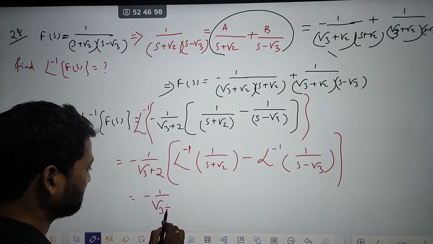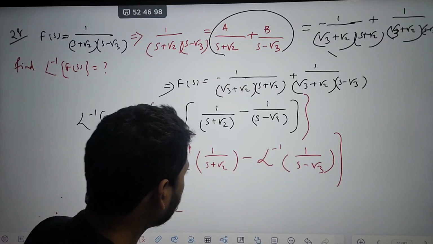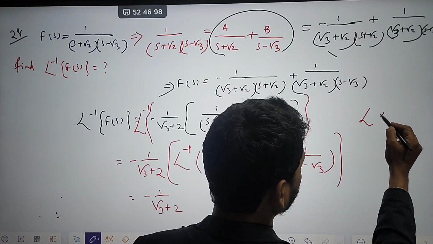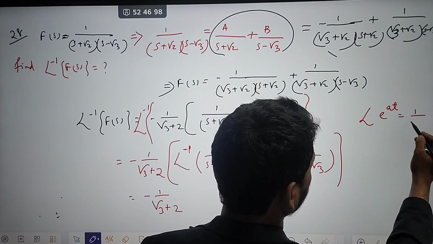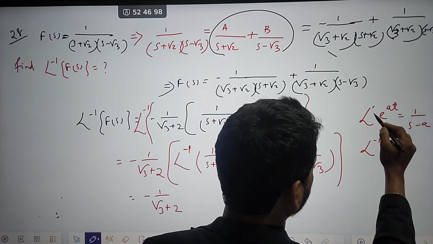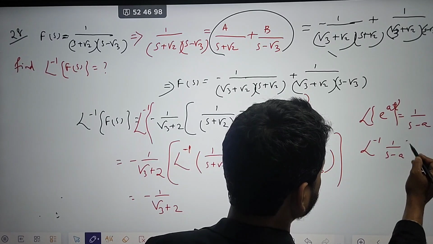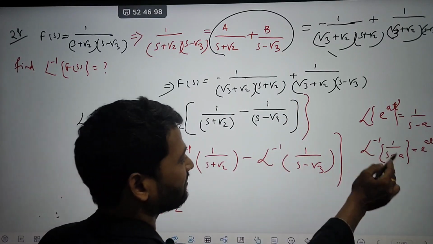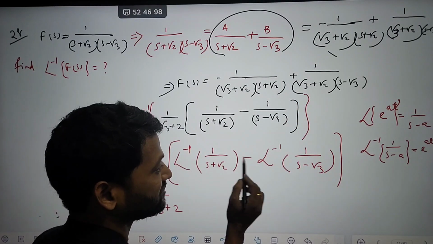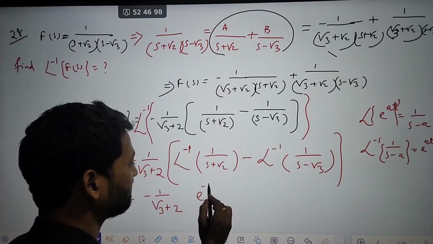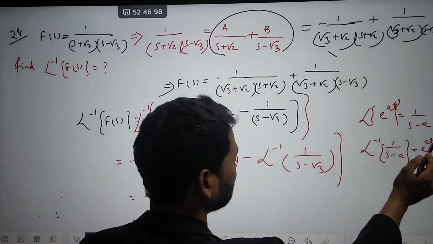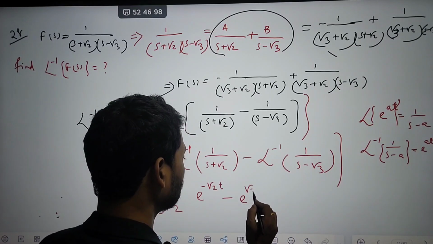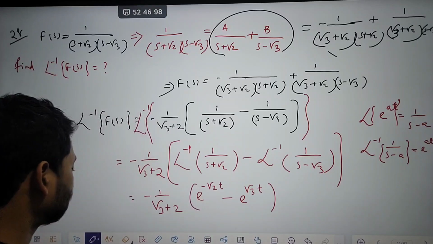So what will be the answer? See, Laplace inverse of 1 by (s plus root 2), what is it? See, you know Laplace of e to the power at is 1 by (s minus a). So if I take Laplace inverse of 1 by (s minus a), then your answer will be e to the power at. Here the same principle: 1 by (s plus root 2), meaning a is minus root 2 here. So your answer is e to the power minus root 2 t. Okay. Minus, here what will the answer be? a is root 3, so e to the power root 3 t. This is your final answer.